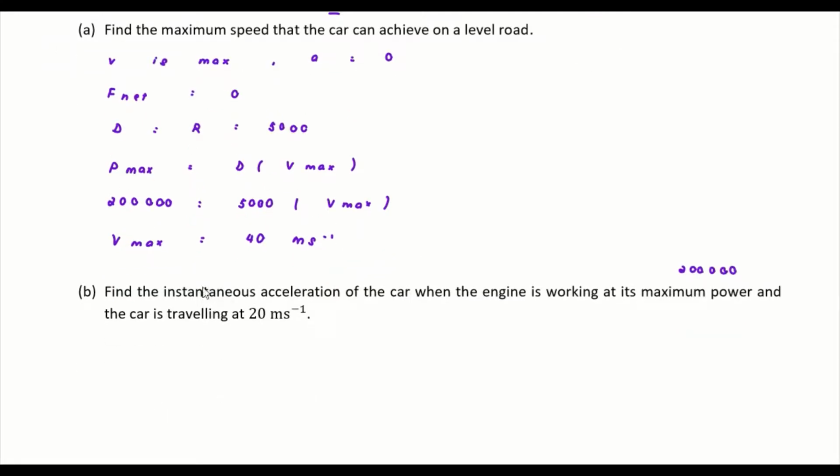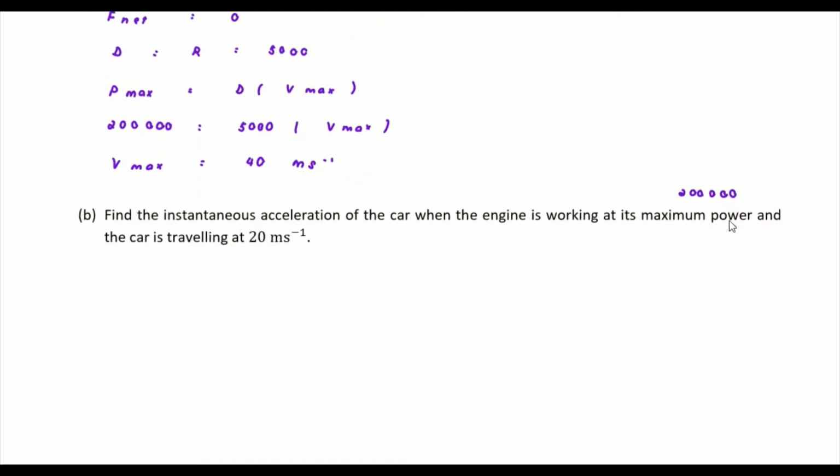And the question wants to find out the instantaneous acceleration. In this case, since we have the power and we have the instant velocity, we can try to find the driving force. Then we can try to find the instantaneous acceleration, right? You can see that the words they are using are very particular. Are you getting average or are you getting instantaneous? That's a different thing that we need to use.